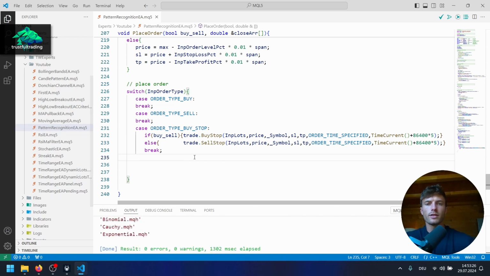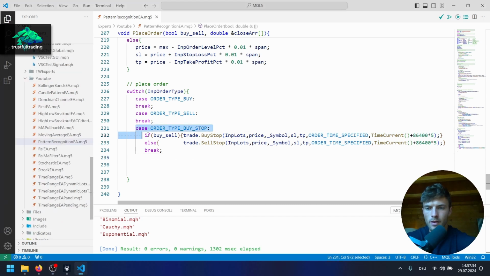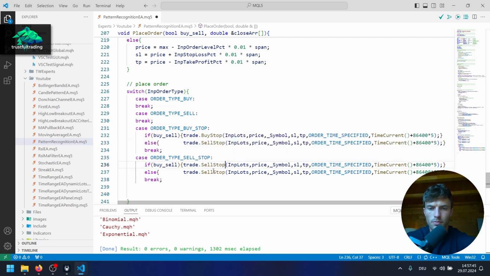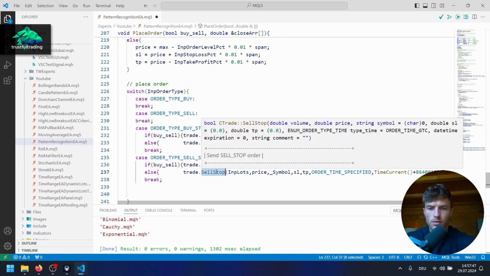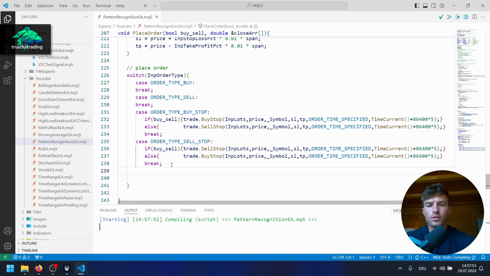No mistakes, perfect. Now let's also do the order type sell stop. So I will just copy this case here, paste it here, order type sell stop, and here we just switch this around. Sell stop up here, buy stop here. That's it. And yeah, let's compile here using the script.